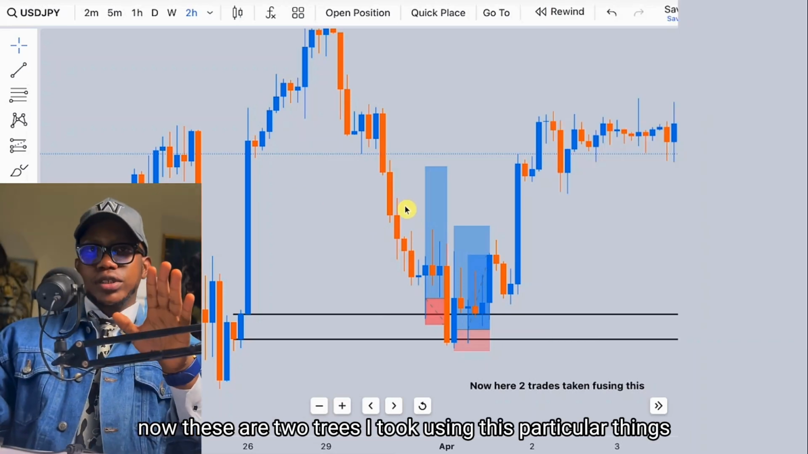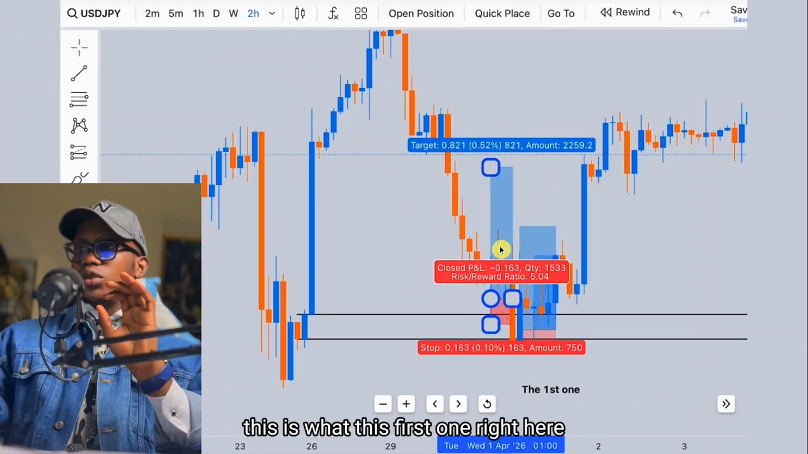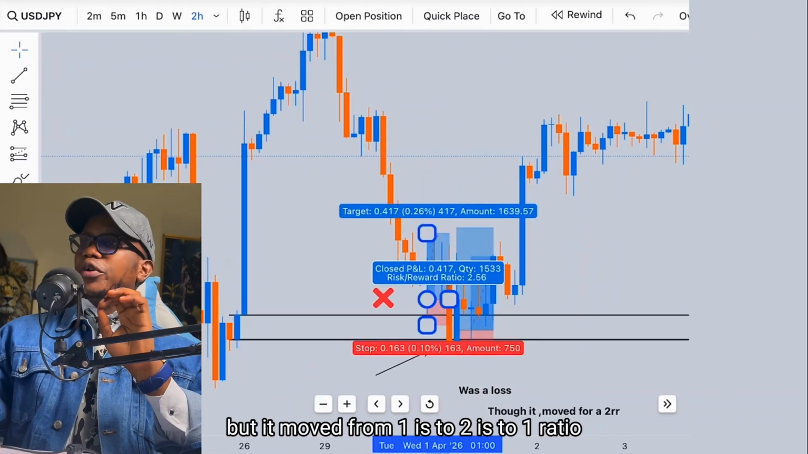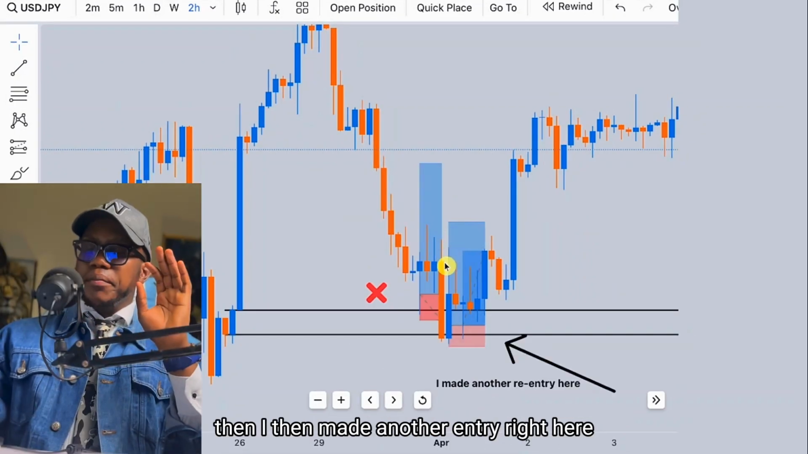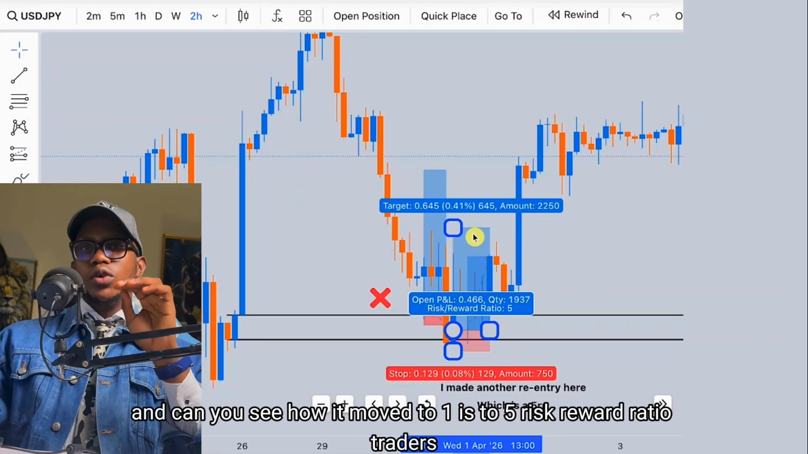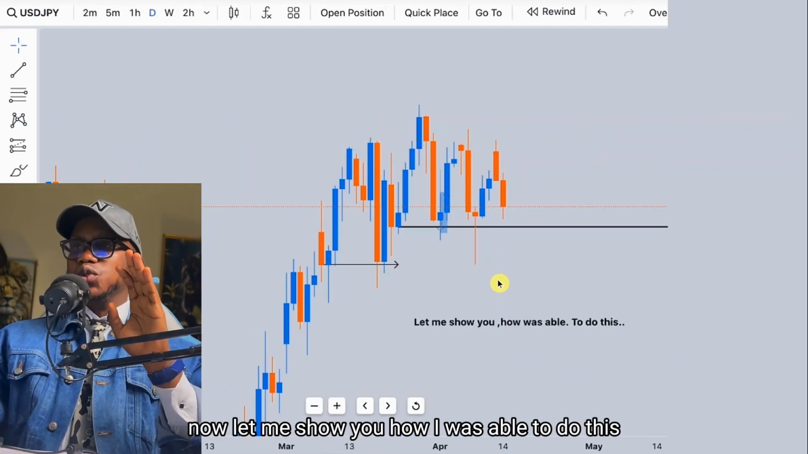Now these are two trades I took using this particular thing I'm teaching you. This first one right here was a loss, but it moved for a 1:2 risk to reward ratio. Then I made another entry right here, and can you see how it moved to a 1:5 risk to reward ratio, traders? Now let me show you how I was able to do this.